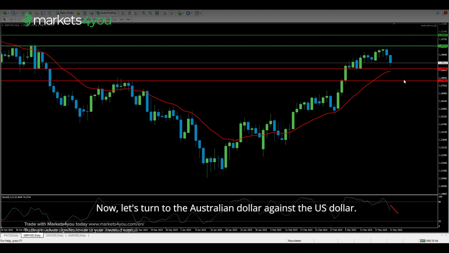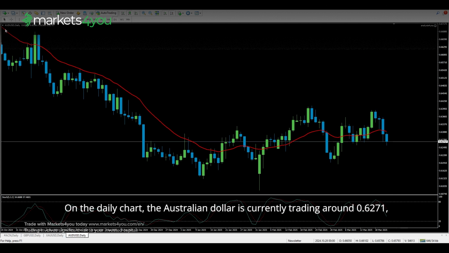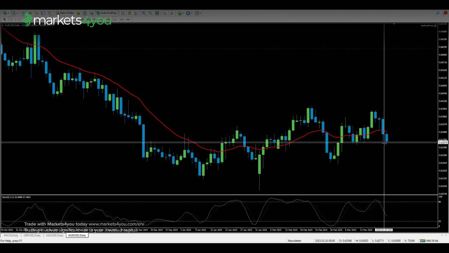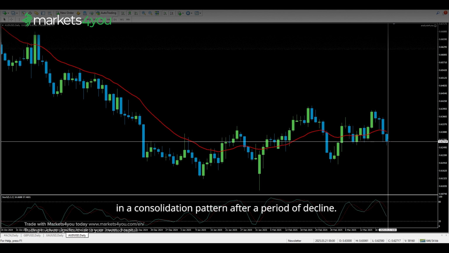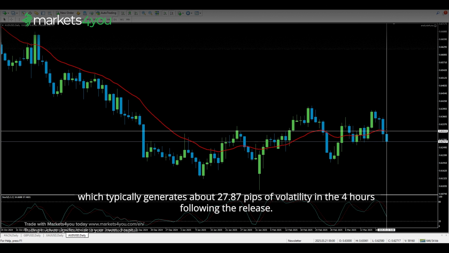Now, let's turn to the Australian dollar against the US dollar. On the daily chart, the Australian dollar is currently trading around 0.6271, in a consolidation pattern after a period of decline. The pair faces an important monthly CPI indicator release on Wednesday, which typically generates about 27.87 pips of volatility in the 4 hours following the release.